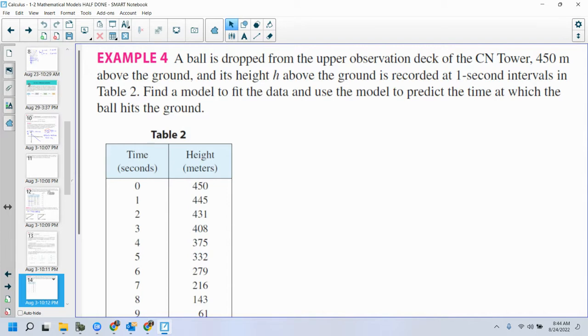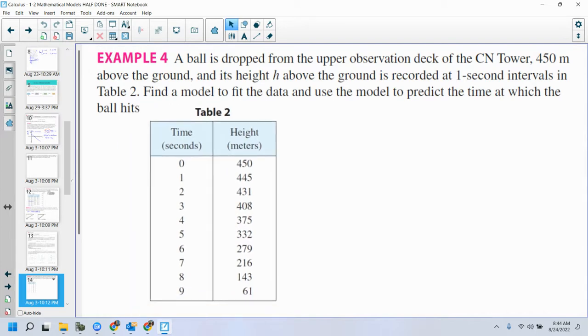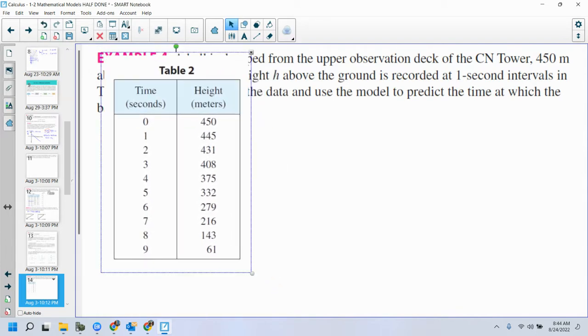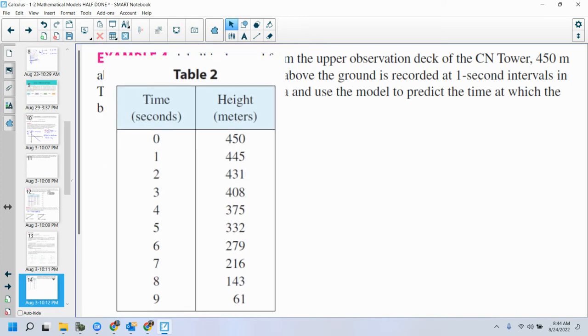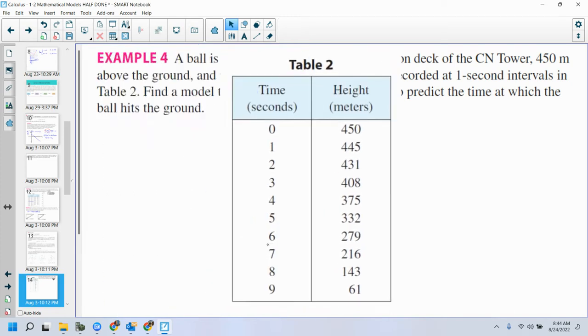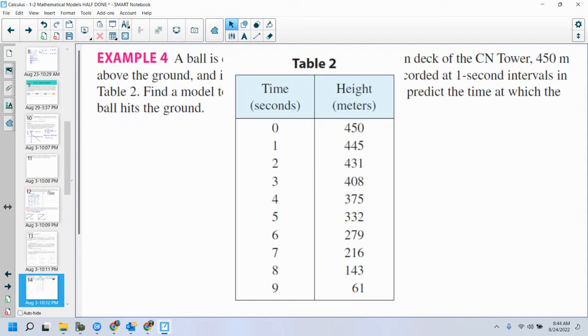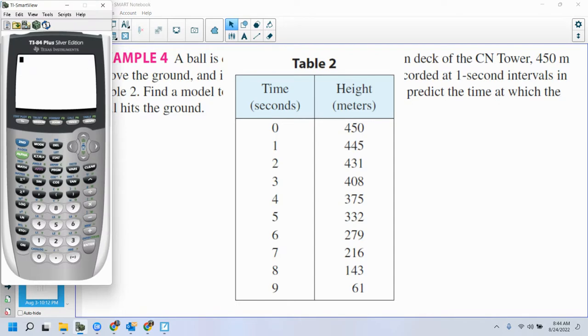So why don't we go ahead and get out our calculators and actually plug in this data. I'll make this table a little bit bigger, I'll shrink it down in a second, and let me pull up my calculator as well.